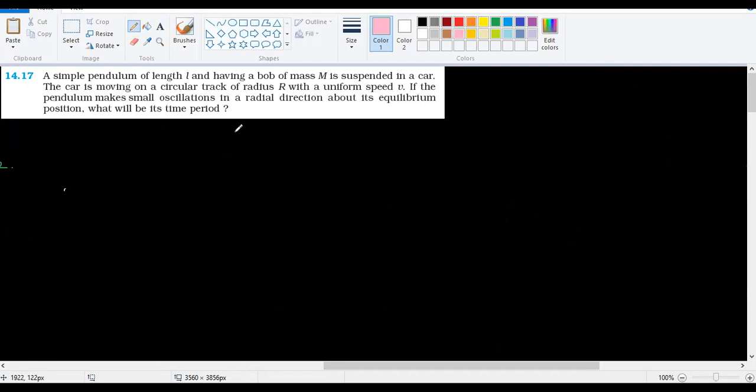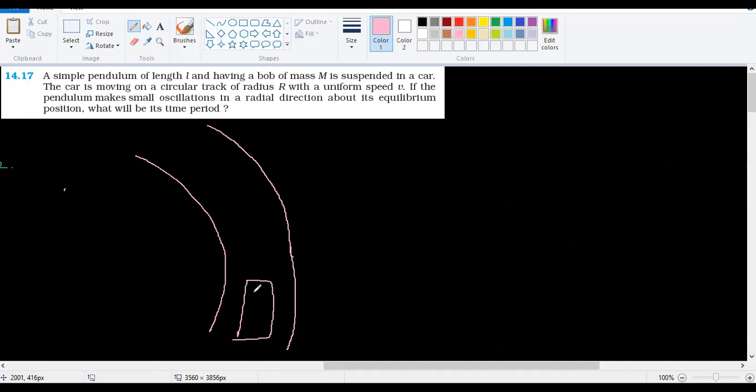A simple pendulum of length L having a bob of mass m is suspended in a car. The car is moving on a circular track of radius r. So that means there is a circular track like this. The car is taking a turn. So we are seeing the car from the top view. So the radius of the circular track is given as capital R, with uniform speed v.